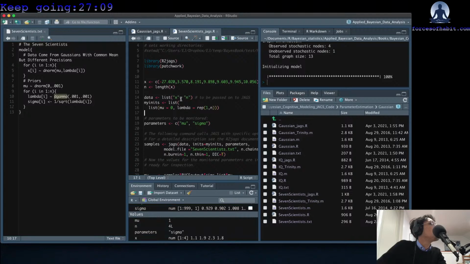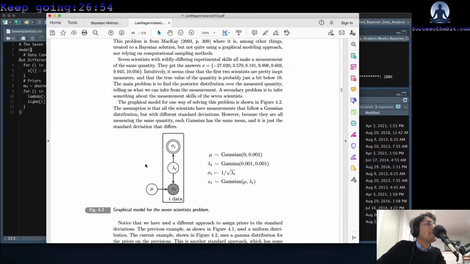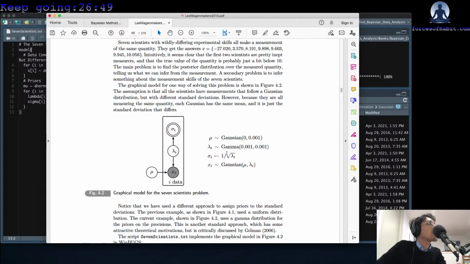Interesting, we have priors, or we're stating a distribution for lambda rather than just calculating lambda. So I'm gonna have to explore the text for why we're doing that this time. Oh, we're calculating sigma.